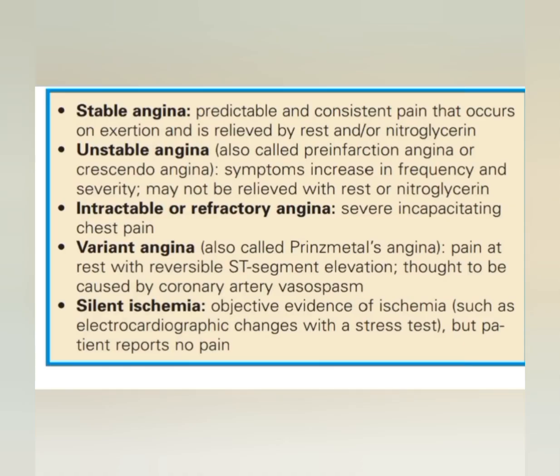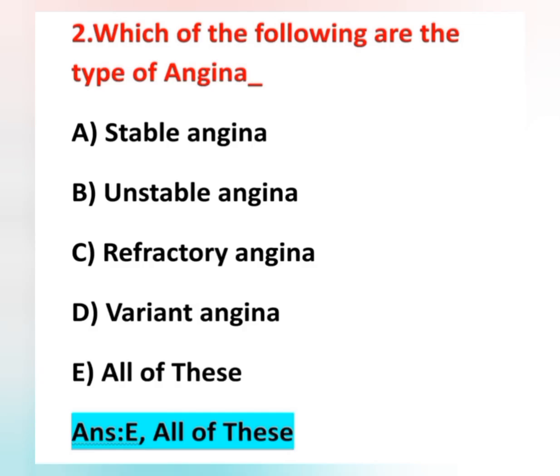First one is stable angina. Stable angina means predictable and consistent pain that occurs on exertion and is relieved by rest or taking nitroglycerin. Unstable angina is also known as pre-infarction angina or crescendo angina, and intractable or refractory angina. Then variant angina is also known as Prinzmetal angina and silent angina. So stable angina, unstable angina, refractory angina and variant angina are all types of angina. Option E is the correct answer.